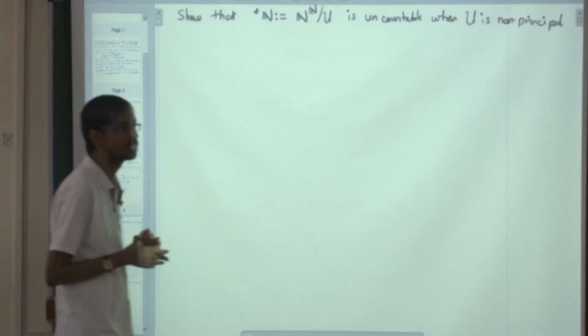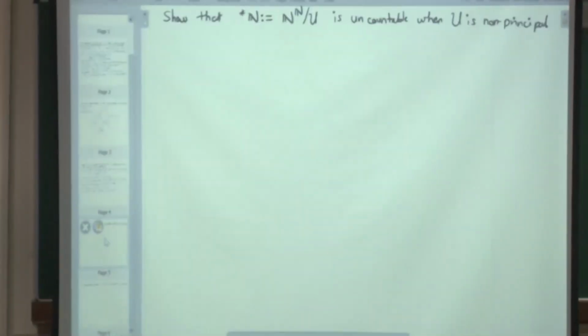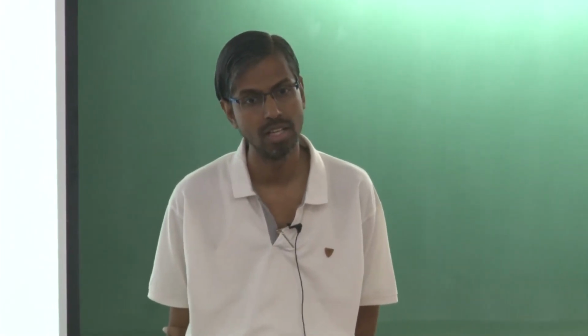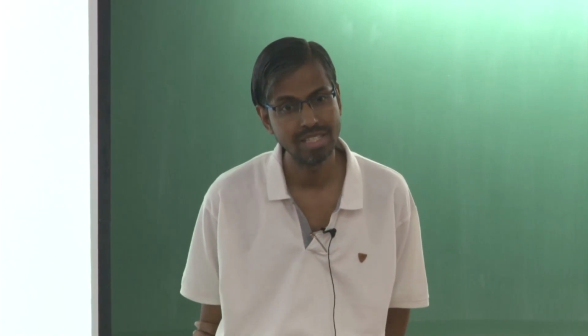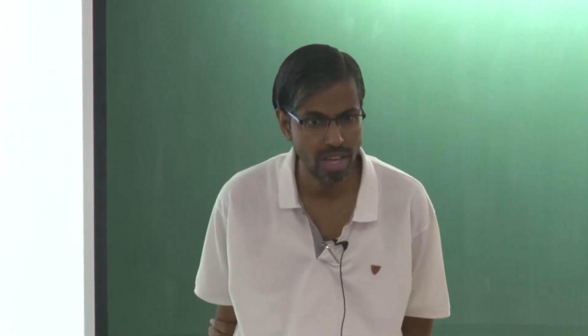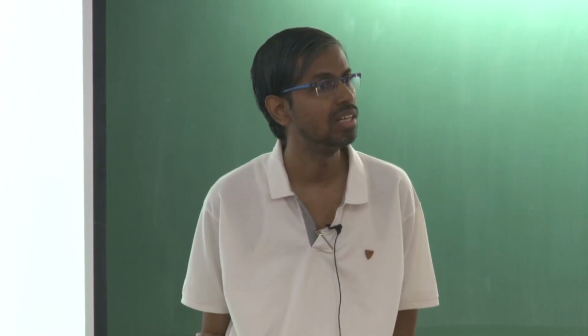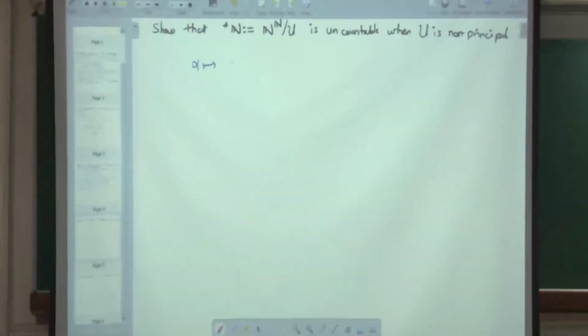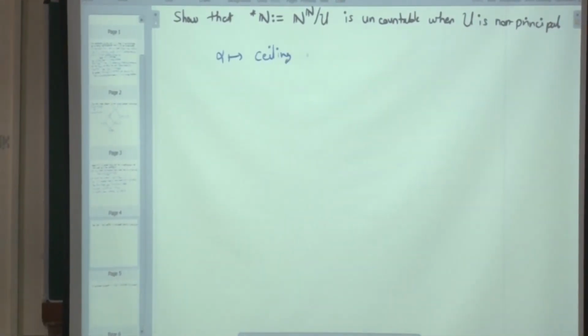How do you go about something like this? Find an injection from a bigger set. And which bigger set? R plus. And how do you show that? Alpha maps to the ceiling of e to the power alpha n in the sequence. Alpha is coming from where? R plus. Like alpha maps to the sequence ceiling of e to the power alpha n. Let me write it down. So alpha maps to the ceiling of e to the power alpha n.